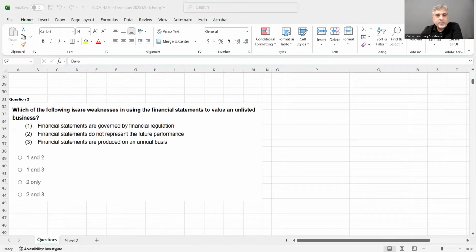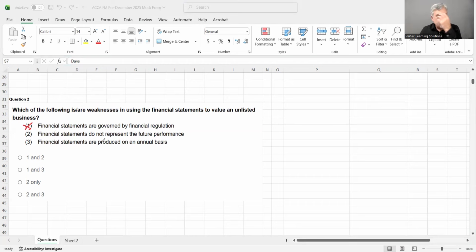So which of the following are our weaknesses? There could be one answer, there could be two answers. Which are the weaknesses for valuation of a business based on the financial statements of an unlisted company? Financial statements are governed by financial regulation. If they are governed by financial regulation, that is not actually a weakness, that is actually a good thing. So this cannot be the answer.